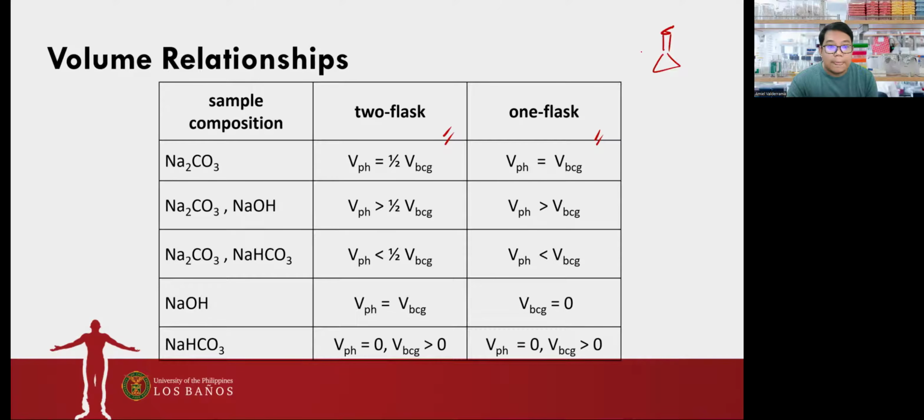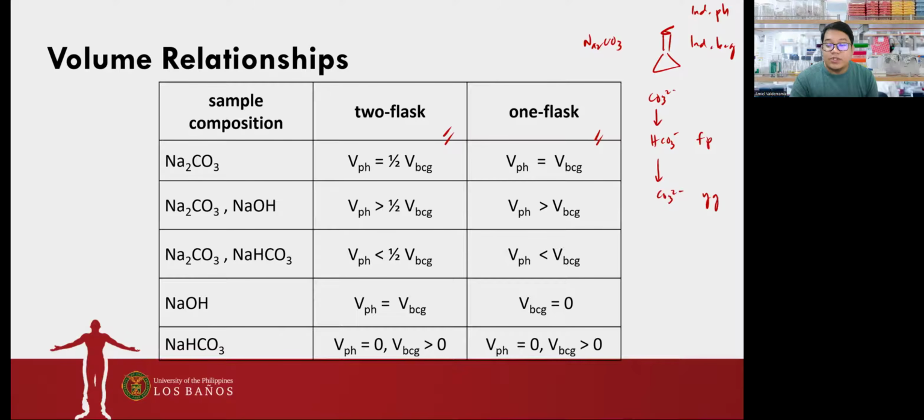pag Na2CO3 lang ang laman nito, una, gagamit ka ng indicator. Laging una ay phenolphthalein. Sa phenolphthalein kasi, you can deduce kung ano yung amount na basic component meron yung ating mixture. So, magfe-faint pink yan kapag lahat ng carbonate ay naging bicarb na. So, ito yung faint pink natin. Pag nag-faint pink na, dun ka mag-a-add ng second indicator na bromocresol green.